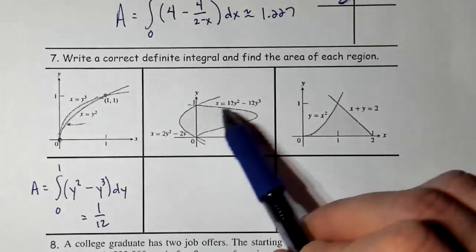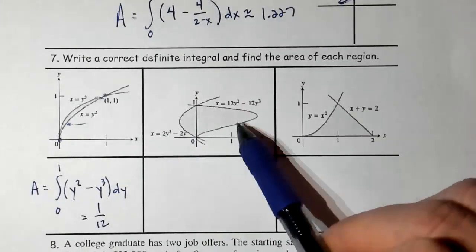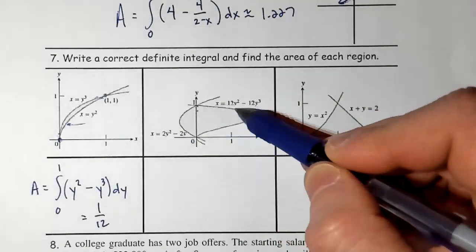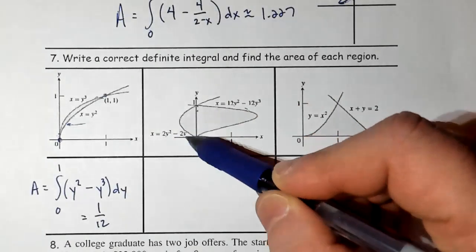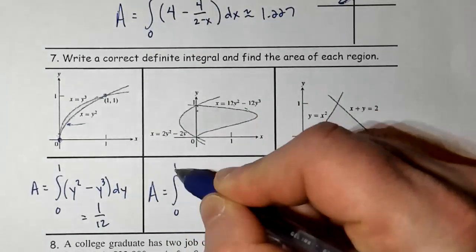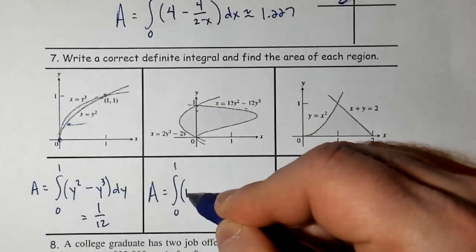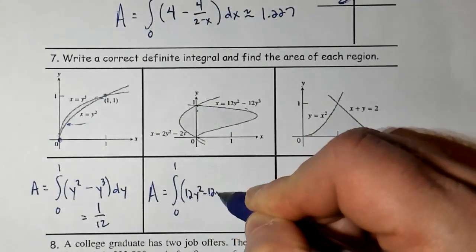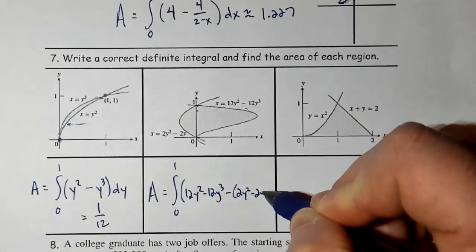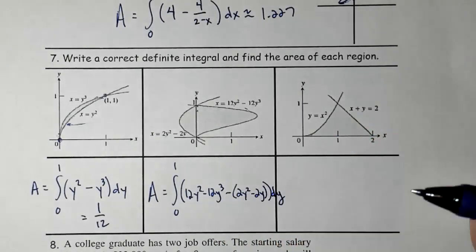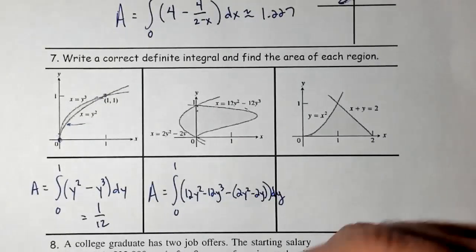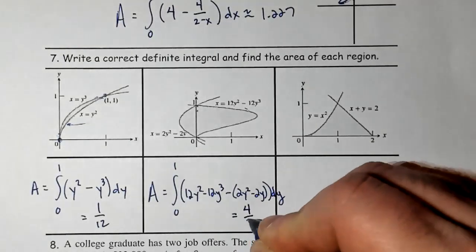Same thing over here. You're not going to want to get these in terms of x. They're both in terms of y. We're going from 0 to 1. This is the rightmost. This is the leftmost. So setting this up, it's just going to be the integral from 0 to 1 of 12y squared minus 12y cubed minus the quantity 2y squared minus 2y dy. Plugging this into your calculator, parentheses do matter. Just be careful with it. I think you should get 1 1/3 or 4/3.